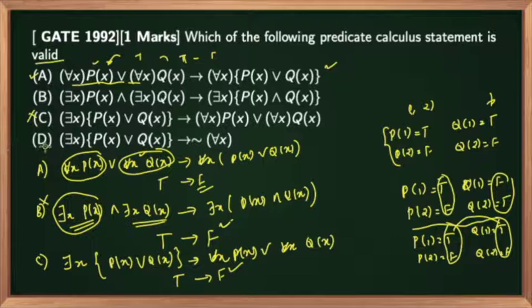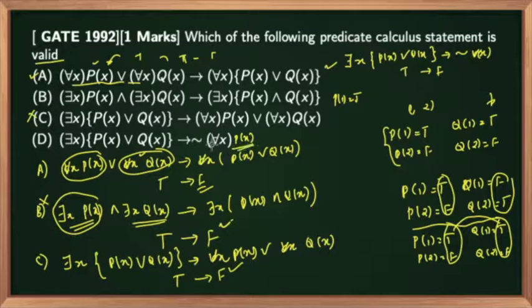Now let's see choice D, which says there exists an x, P of x or Q of x. I think here it is not for all x, P of x. I think the question has some mistakes here, so maybe I don't need to proceed. Anyway, the answer should be A.